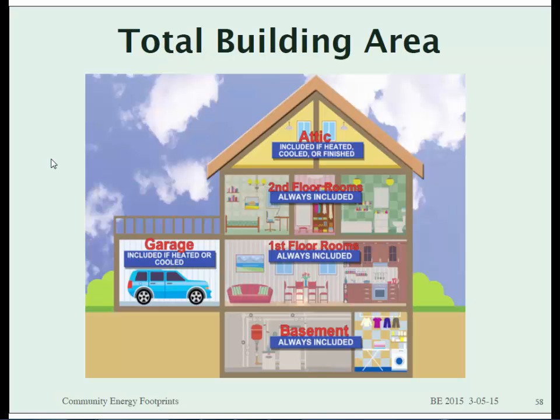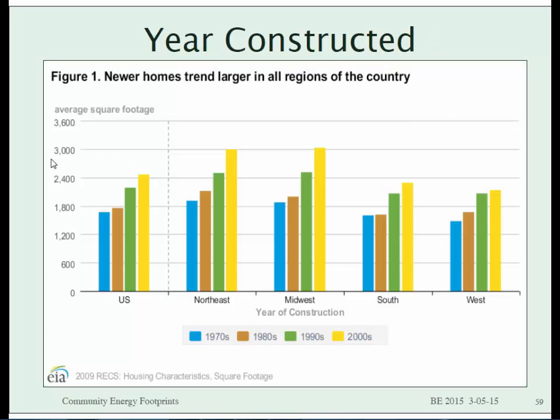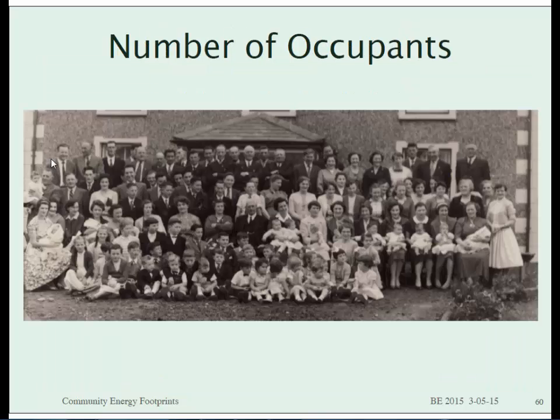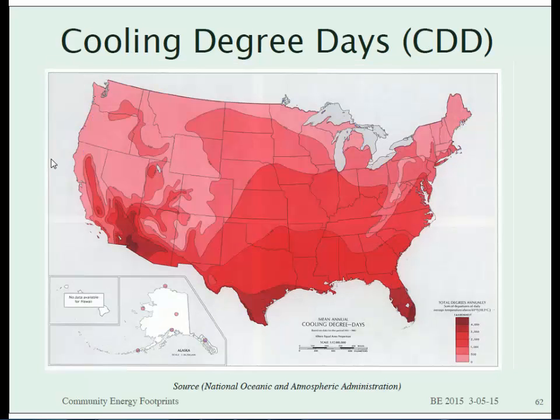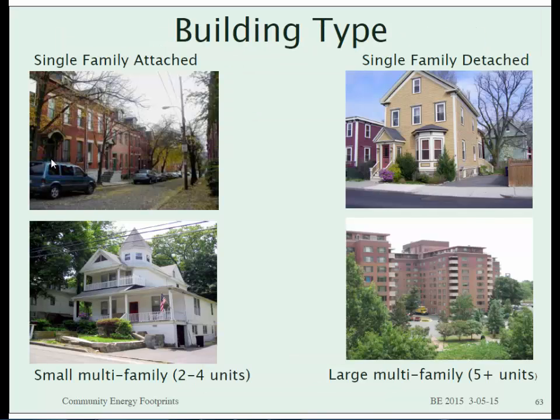So some of the parameters that I'm looking at are total building area, which always includes the basement in this case, the year the home was constructed or last major renovation, number of occupants. This could definitely have an impact on energy consumption. Heating degree days, cooling degree days, so we're looking at climate. And then the building type, which obviously could have a significant impact on energy consumption as well.